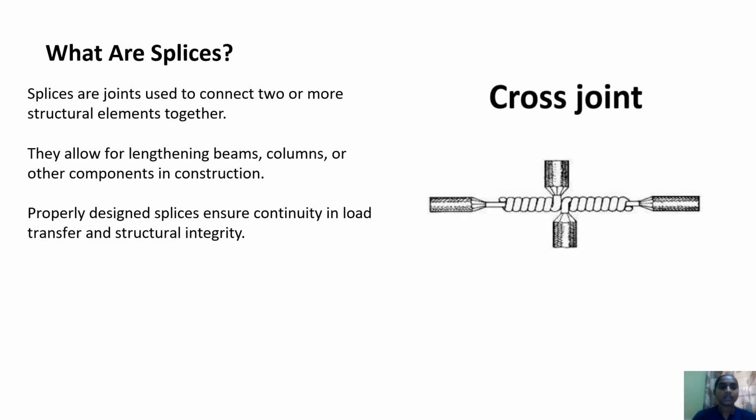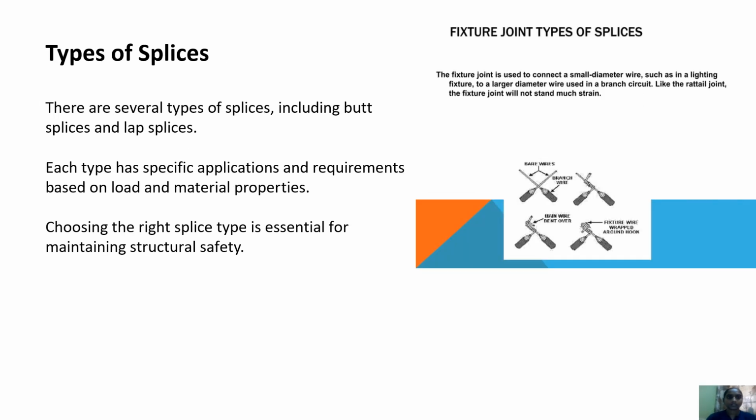What are splices? Splices are joints used to connect two or more structural elements together. They allow for lengthening of beams, columns, or other components in construction. Properly designed splices ensure continuity in load transfer and structural integrity.